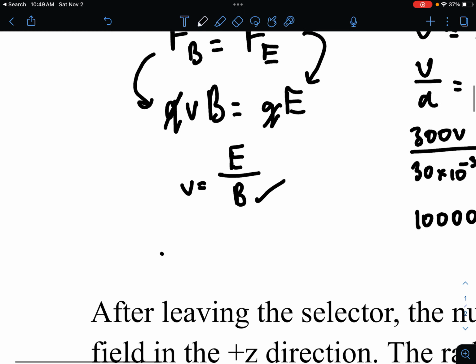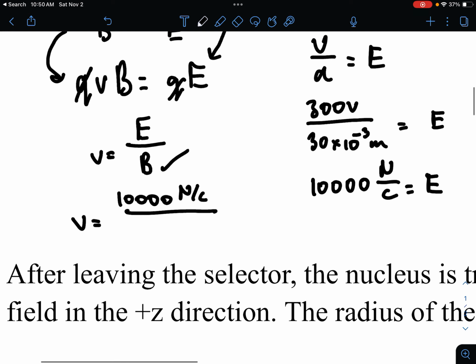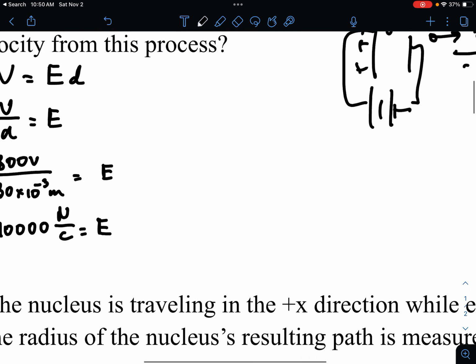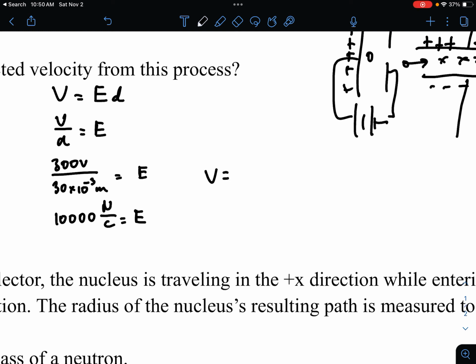So now we can plug this back in here. Velocity is equal to 10,000 newtons per coulomb over the magnetic field, which is 50 times 10 to the negative third, because it's milli. And that should get you 200,000, or v is equal to 2 times 10 to the fifth meters per second. Cool.